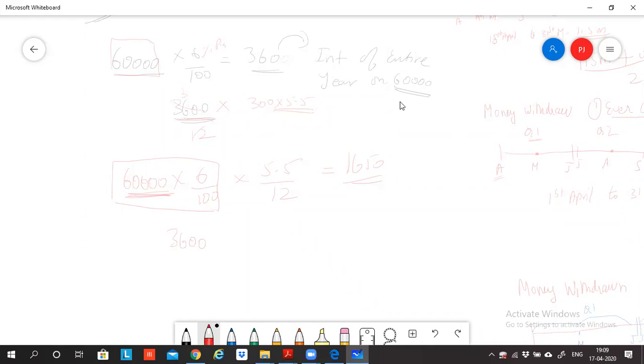But this 60,000 I did not enjoy for a full year, because some money, 5,000, I enjoyed for 11 months, some 5,000 I enjoyed for 10 months, another 5,000 I enjoyed for 9 months. So this is the scenario in which I've enjoyed the money. If I calculate 60,000 into 6 by 100, this 3,600 means I'm paying interest on the 60,000 rupees for the entire year. So this will be wrong. If you have not enjoyed the 60,000 for the entire year, then for how many months have you enjoyed it?